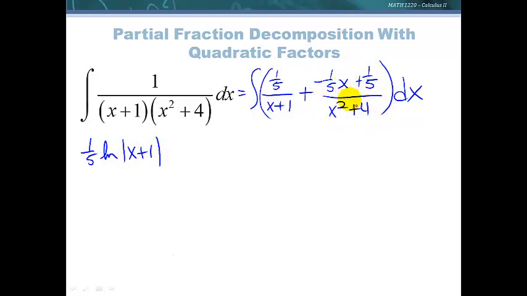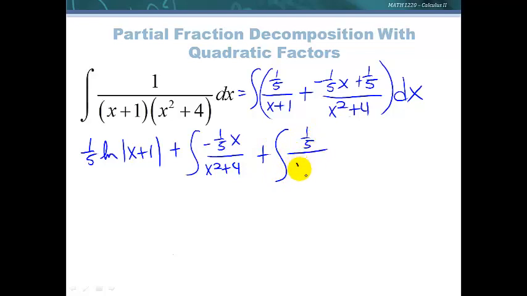Well, I can go ahead and split this up into two other fractions, one of them with this numerator and the other with this numerator. So that's what I'm going to do. I'm going to have the integral of negative 1/5 x over x squared plus 4 plus the integral of 1/5 over x squared plus 4. I left off my dx here, dx. So we can always do that when the numerator is two terms. We can write the denominator under each one.